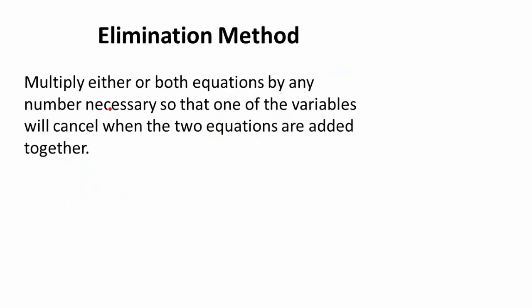Okay, that was the method of substitution. Now what about the elimination method? In the elimination method, you want to eliminate one variable. The first thing you do is multiply either or both equations by any number necessary so that one of the variables will cancel when the two equations are added together. So what would be that magic number that we multiply either of the equations? It depends. We'll see. I'll tell you what happens.